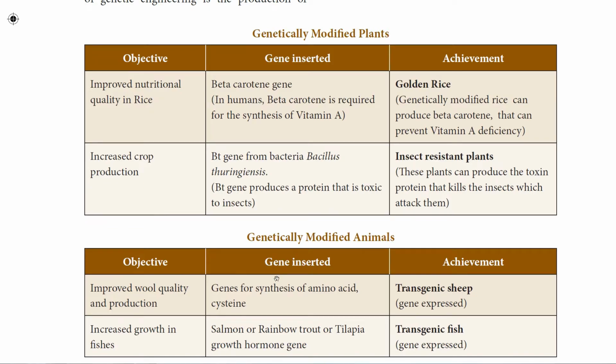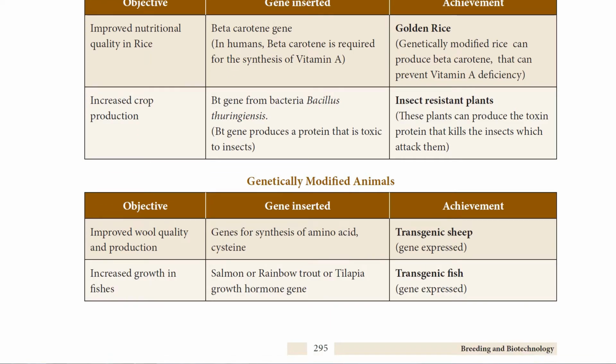Now, genetically modified plants. Improved nutritional quality in rice, which we have already learned, is golden rice. This is genetically modified by incorporating the beta carotene gene, which is essential for the synthesis of vitamin A in the human body. Similarly, increased crop production is the aim of this GMO. The Bt gene from Bacillus thuringiensis has the capacity to produce a protein which is toxic to insects, and the plant into which this gene is incorporated becomes insect resistant. Examples are Bt brinjal, Bt cotton, etc.